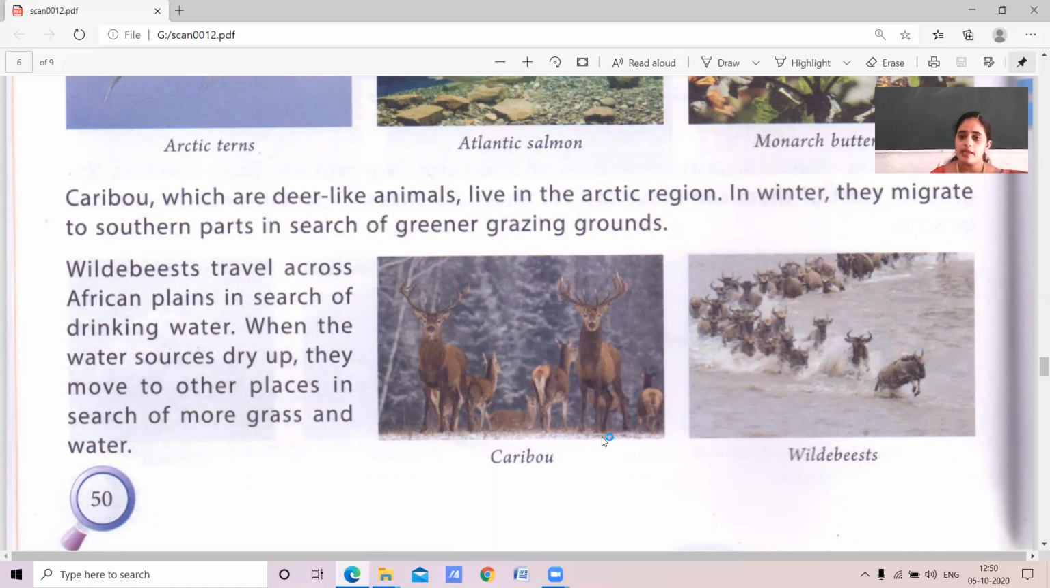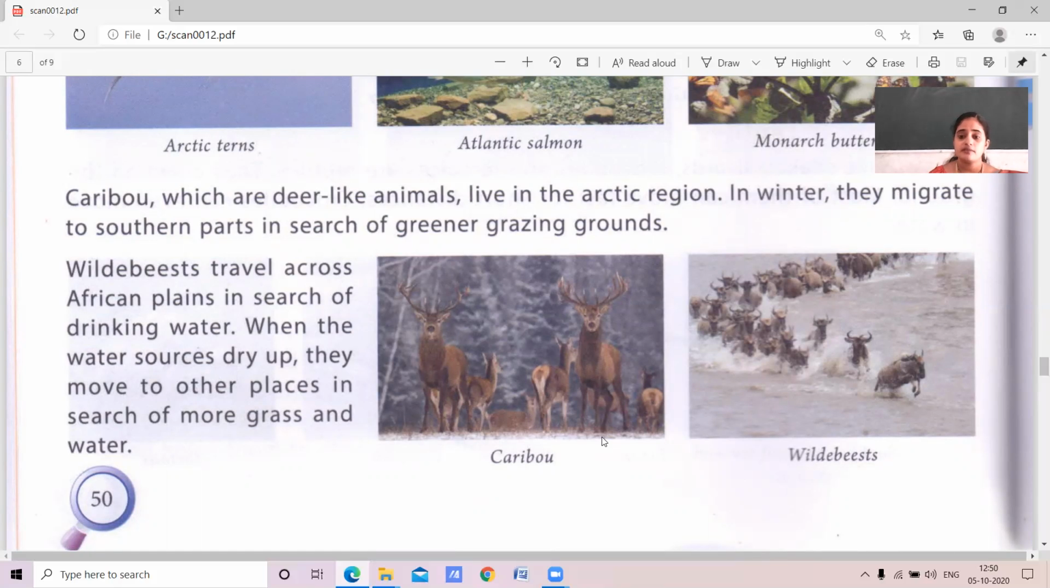So the next is the caribou, which is a deer-like animal. Where does it live? It lives in the Arctic region. In winter, they will migrate to the southern part in search of greenery, grazing grounds, because they want to survive. They need food for surviving. So they will move to a different part. They migrate to the southern part in search of greener grazing grounds.